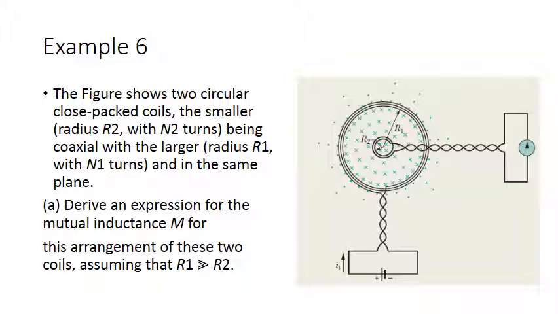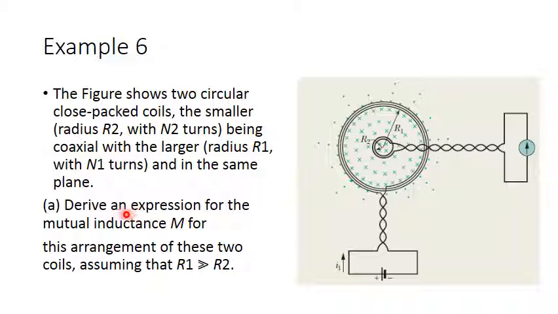Now, as an example on mutual inductance, we have seen in this figure two circular closed coils. The smaller one has radius R2 and N2 turns, and it is coaxial. Coaxial means that it has the same center with the larger coil of radius R1 with N1 turns. So we have a larger coil with R1 and N1 turns, and they are in the same plane.